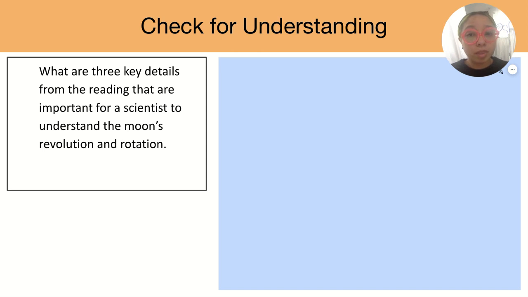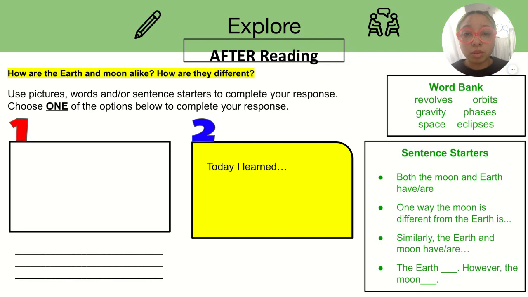Now, you can complete the check for understanding your teacher has provided for you in the lesson slides, or you can choose to complete one of these exit slips. The question you will answer is, how are Earth and moon alike? How are they different? You can use words from the article that we read today that are included in the word bank, such as revolves, orbits, gravity, phases, space, or eclipses.